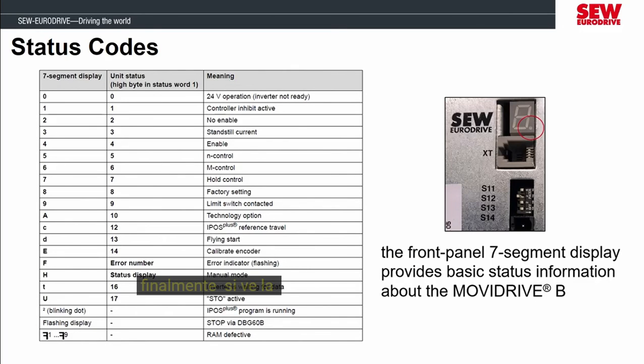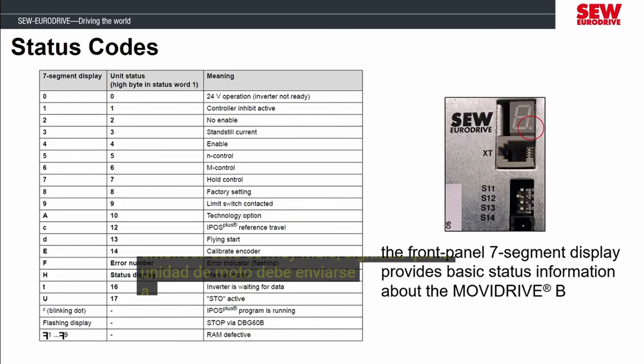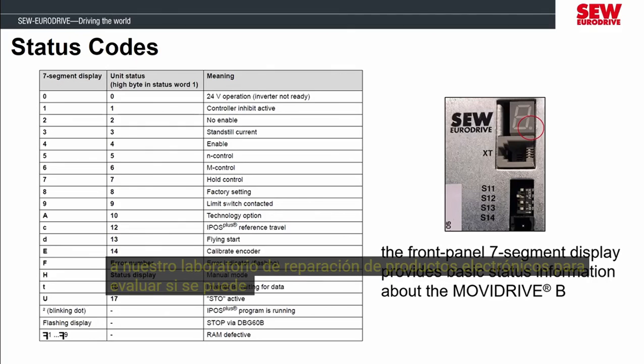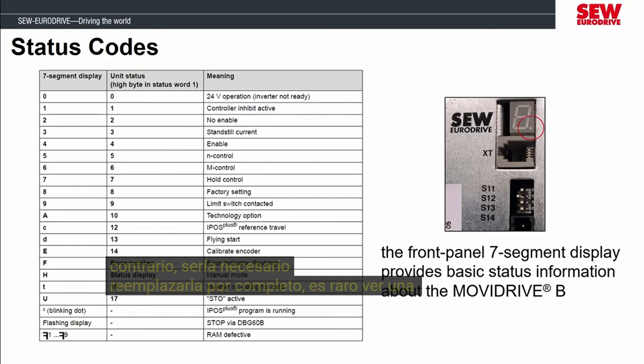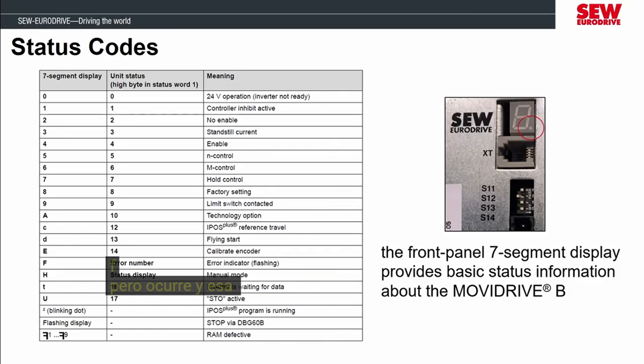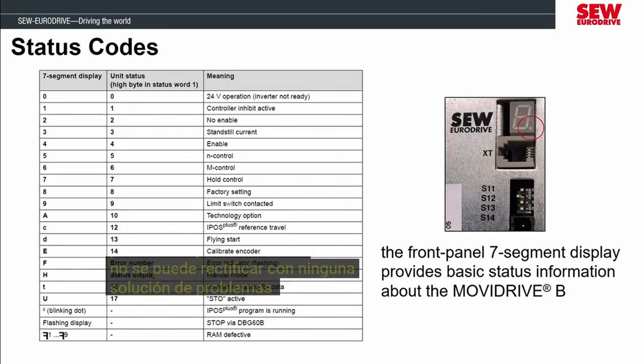Finally, if you see the capital F and it's backwards, then this is very bad. It means the MOVIDRIVE needs to be sent into our electronics repair lab to evaluate if it can be fixed. Otherwise, it would need to be completely replaced. This is rare to see, a backwards F, but it does occur, and that condition can't be rectified with any troubleshooting in the field.